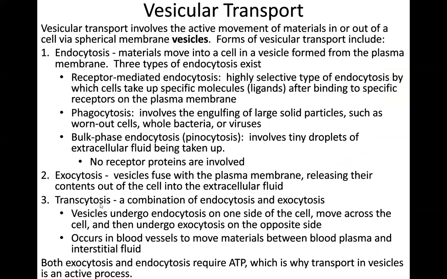We don't talk a lot about this type of motion. Really, mainly what we talk about for vesicle transport is exo and endo. But this does occur in blood vessels to move materials between blood plasma and interstitial fluid. And like I said earlier, it's kind of misleading because we don't really show it in the figures that ATP is being utilized, but both exo and endo, and therefore trans, since it involves both of those processes, both of them require ATP, which is why this transport is classified as an active process.